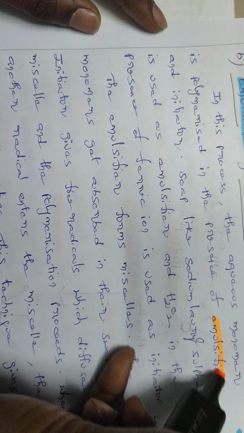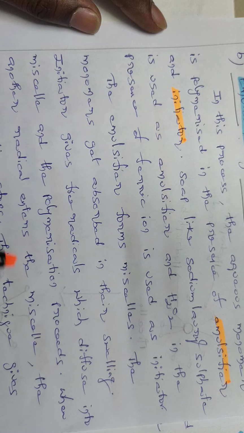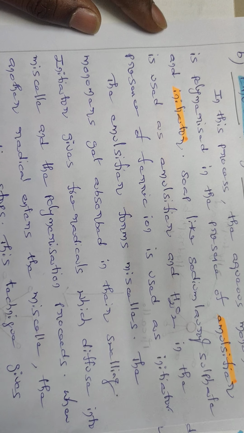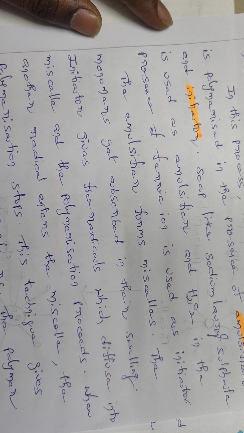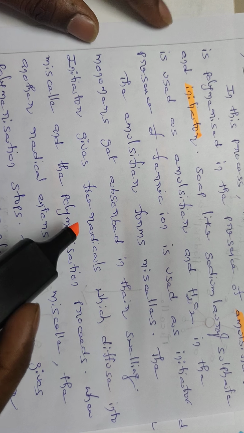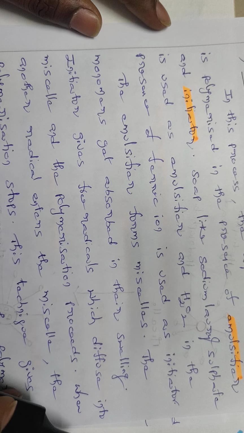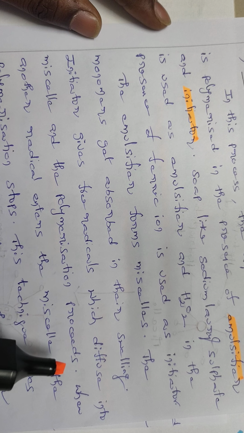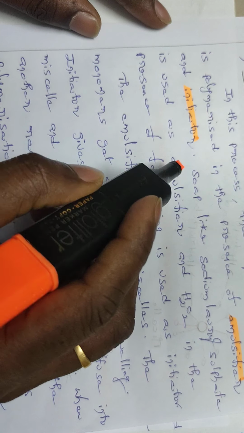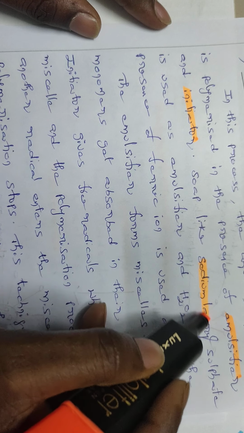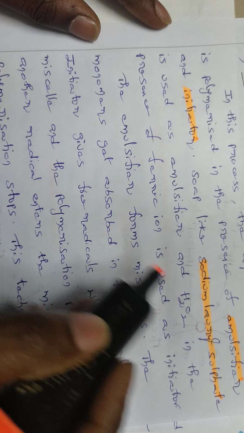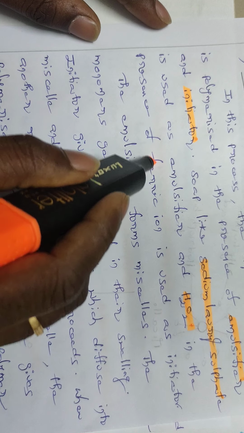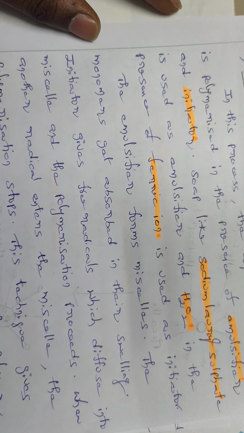Emulsifier and initiator, these two are added during the polymerization process. Here the emulsifier is soap like sodium lauryl sulfate, and the initiator is H2O2 in the presence of ferric ion. It acts as an initiator.